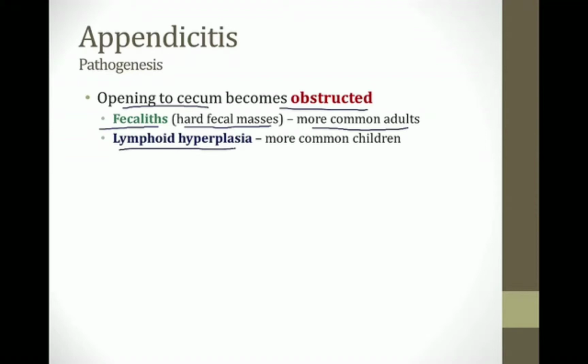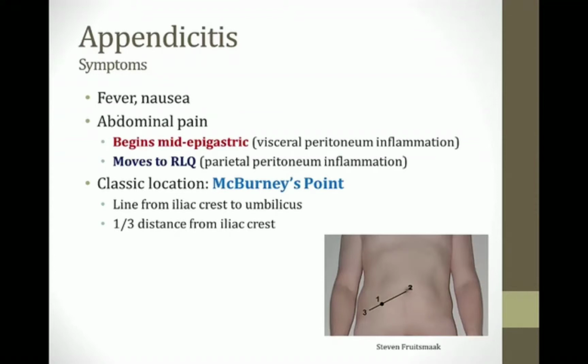There is lymphoid tissue at the outlet of the appendix into the cecum, and if that tissue becomes hyperplastic, for example, in reaction to a viral illness or some other stimulus, then that lymphoid tissue can obstruct the outlet of the appendix into the cecum, and this can lead to appendicitis. Patients with appendicitis can develop nonspecific symptoms like fever and nausea.